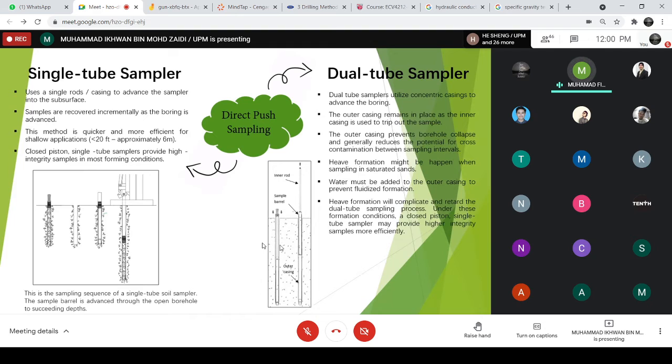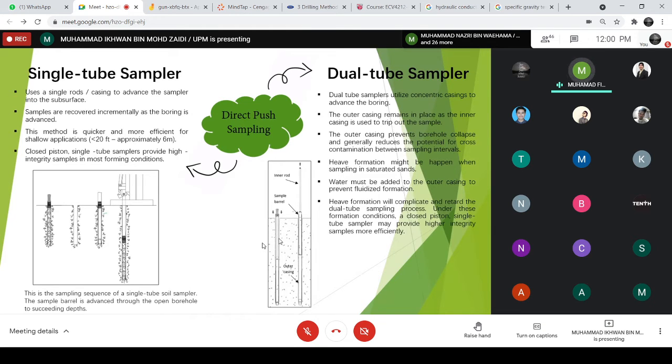Okay, so I continue the presentation. Before that, my name is Muhammad Firdaus bin Samsudin. My matrix number is 19700. Basically, there is two type, and one of it was the single tube sampler.